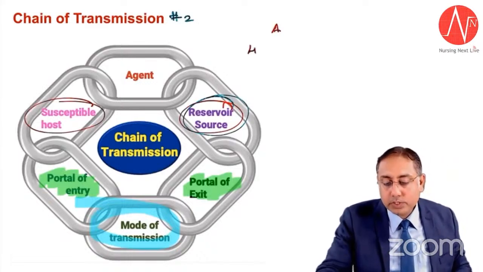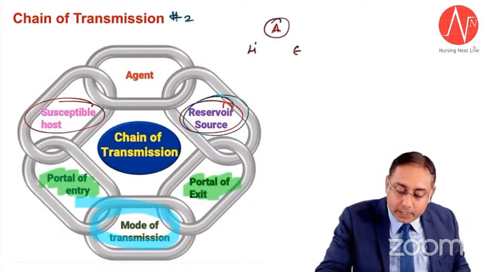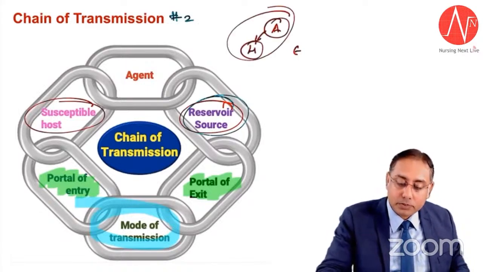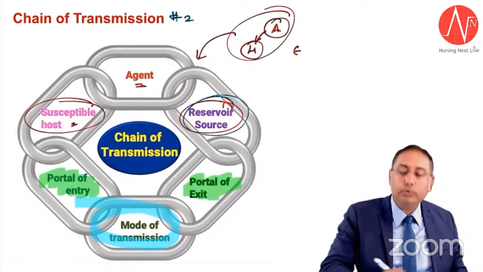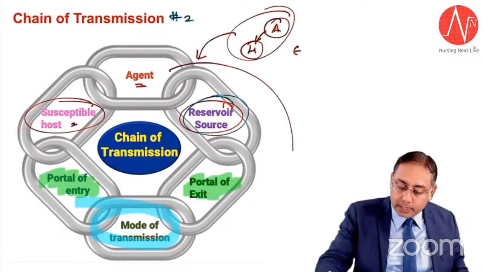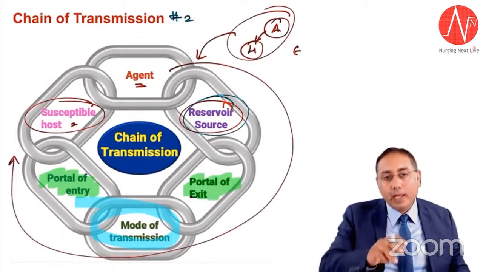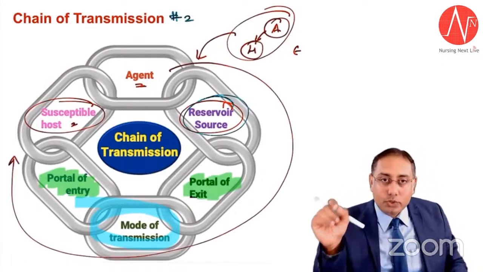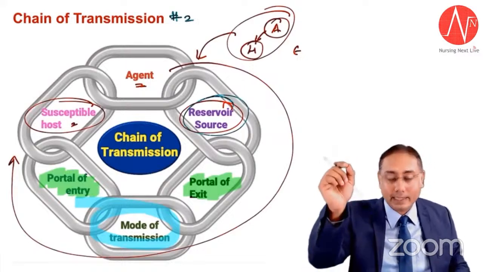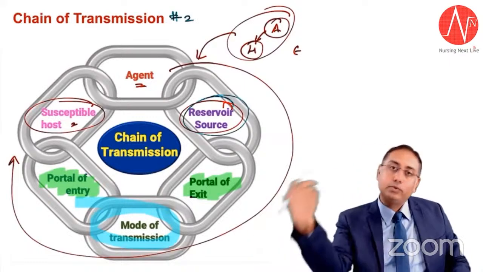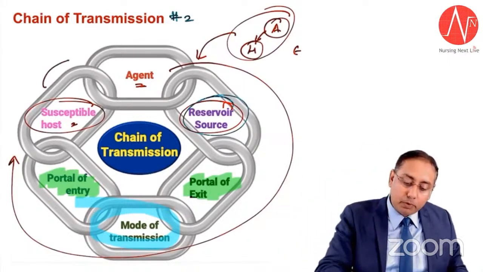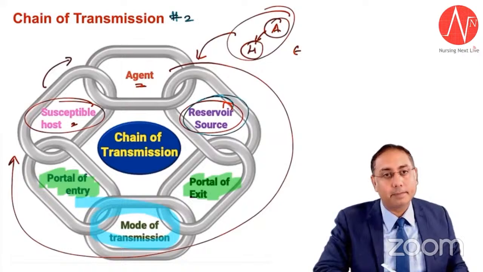I talked to you about agent, host, environment. So from the agent to the host, how does it happen? We are going into this point now. How will the agent go to the host? The agent goes to the host via the reservoir, via the source. There is a portal of exit, and then there is a mode of transmission. Then there is a portal of entry to the host, and then there is again a portal of exit for the agent.